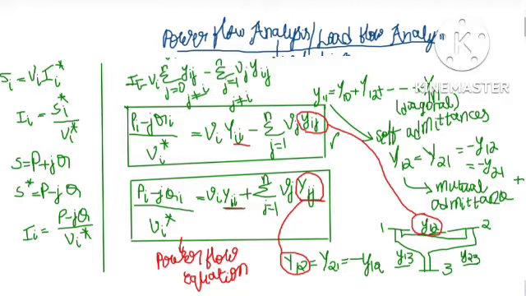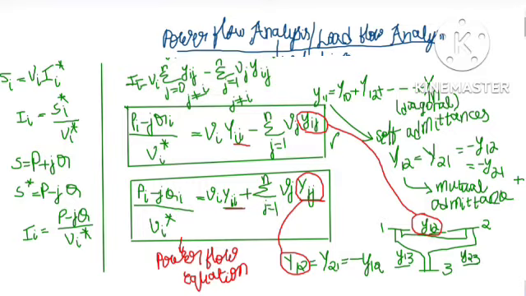summation j equals 1 to n Vj yij. This is one major formula. You can use this formula.